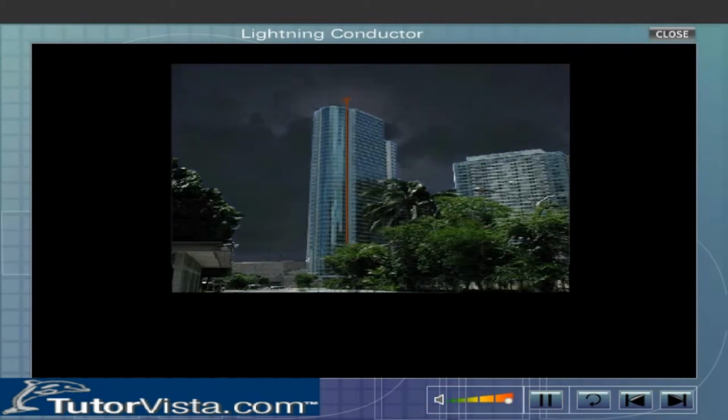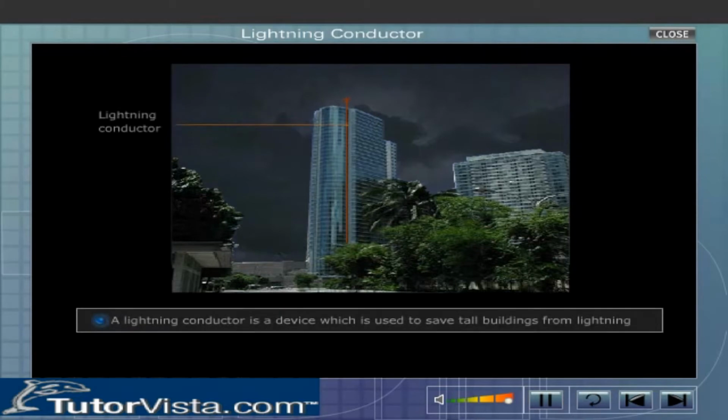A lightning discharge passing through a building can cause serious damage. However, buildings can be protected from such damage if a lightning conductor is installed in the building. A lightning conductor is a device which is used to save tall buildings from lightning.